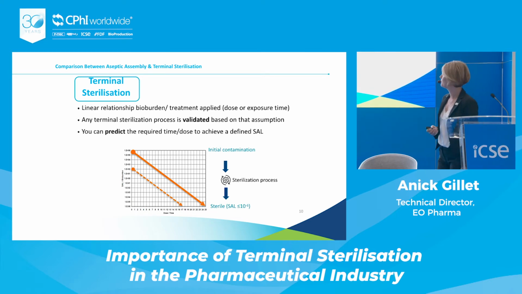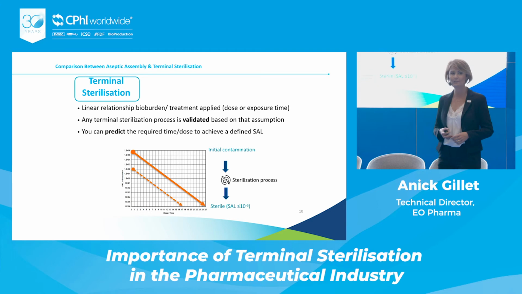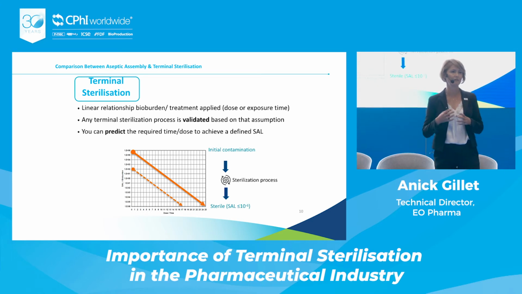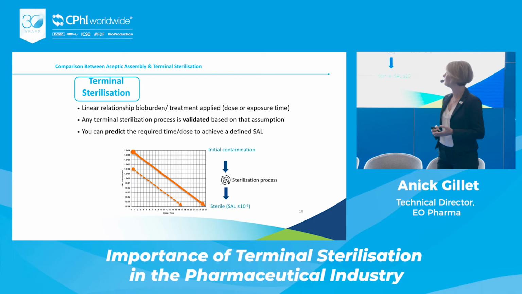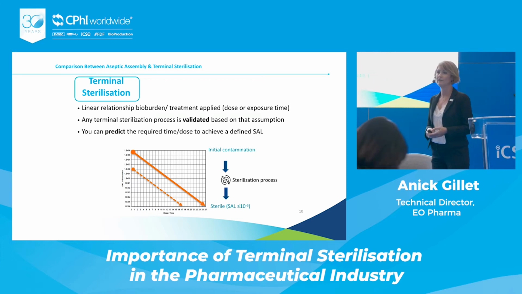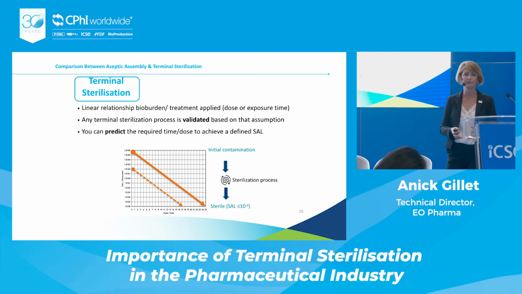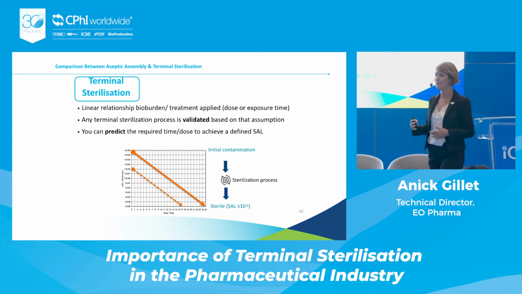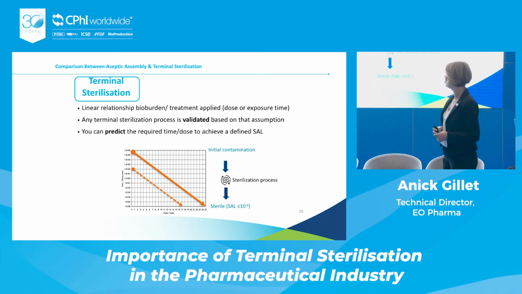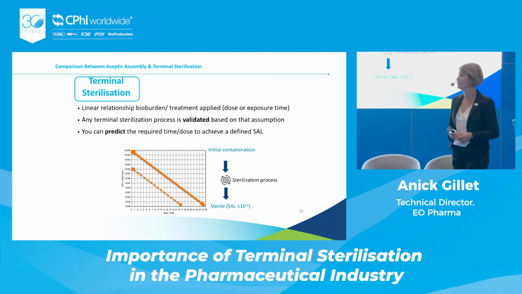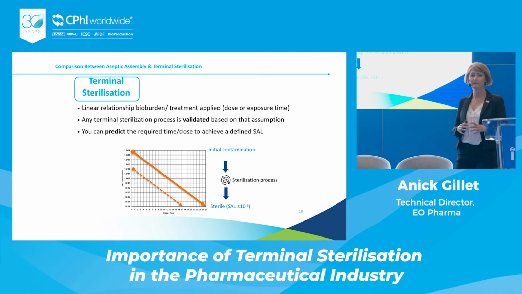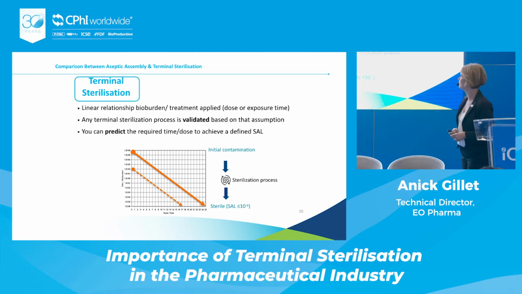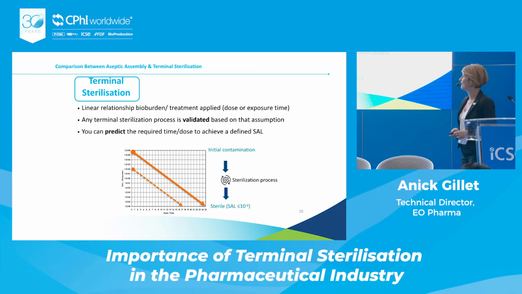That's because terminal sterilization is really based on validation. You have a linear relationship between your product bioburden, so the natural contamination of your product, and the treatment applied. It means that you can predict the extent of treatment to achieve your sterility assurance level. So this is really the basic principle of terminal sterilization. It's based on calculation.